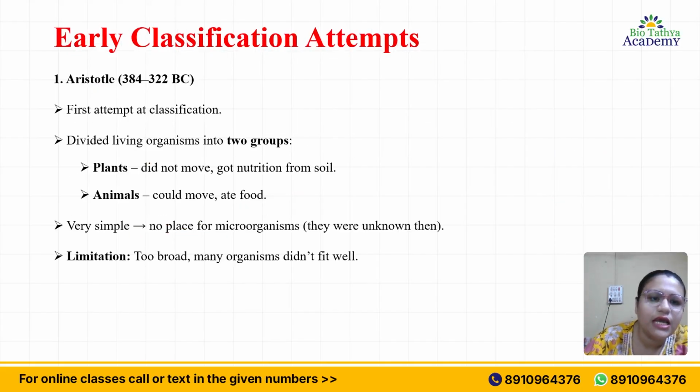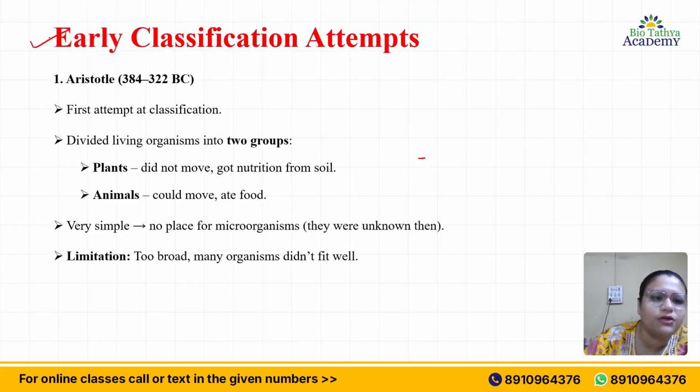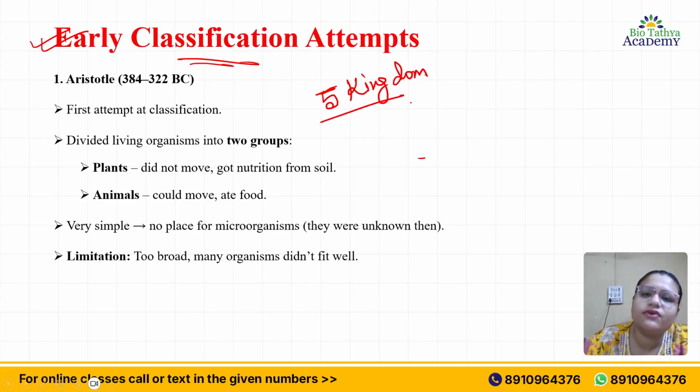Okay. Now we come to early classification. This is the most important part, where we will deal with the early classification attempts before jumping into Whittaker. Because the 5-kingdom classification system did not come in one day. There were several other classification systems that took place. After that, Whittaker's 5-kingdom classification system came into play.